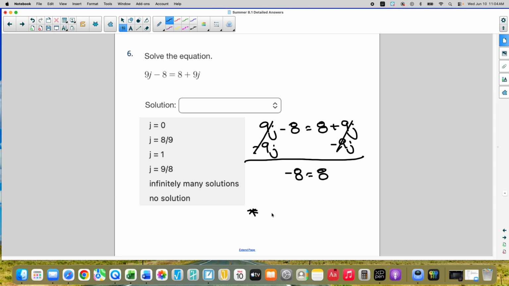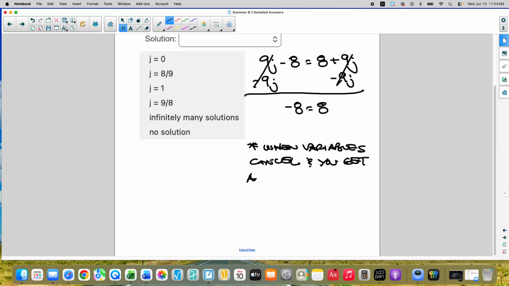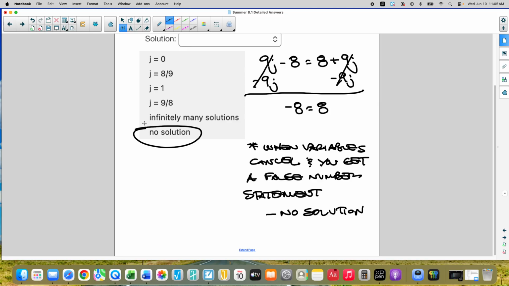This is a very interesting situation. When variables cancel, and you get a false number statement, in this case it's false, the answer is no solution, meaning there is no number that you can plug in to make this equation true. So my answer is going to be no solution.